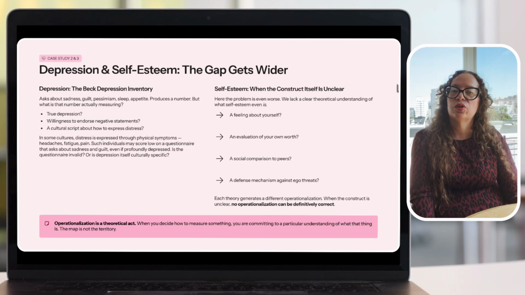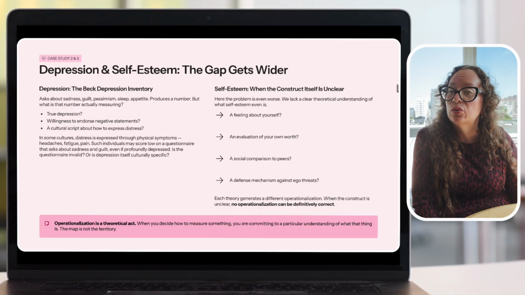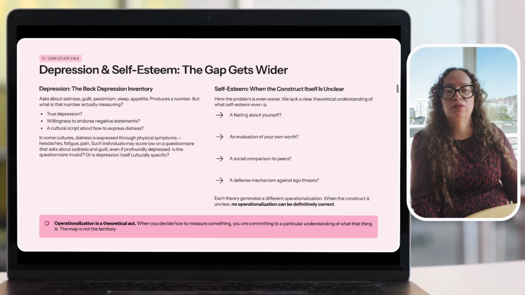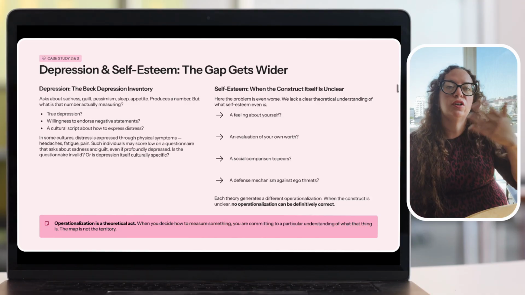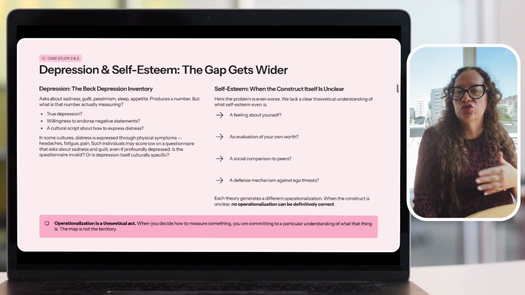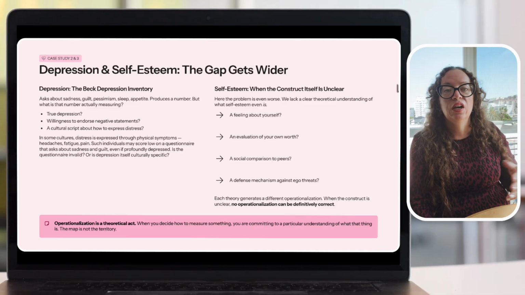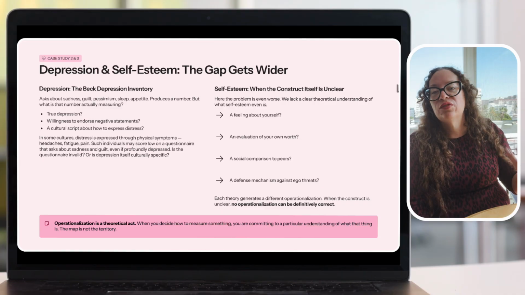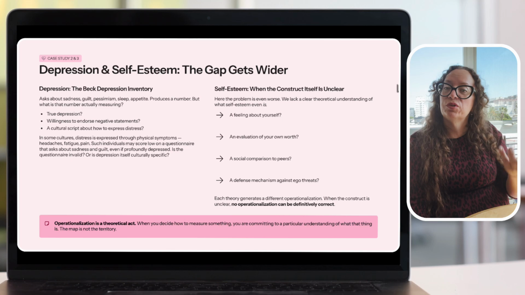Okay. One more example, self-esteem. This is a case where the problem is even worse because we don't even have a clear theoretical understanding of what the construct is, like we do with intelligence and depression. So what is self-esteem? Is it a feeling about yourself, how you feel when you think about who you are? Is it an evaluation, your judgment of your own worth? Is it social comparison, how you see yourself relative to others? Is it a defense mechanism where you're protecting yourself from threats to your ego?